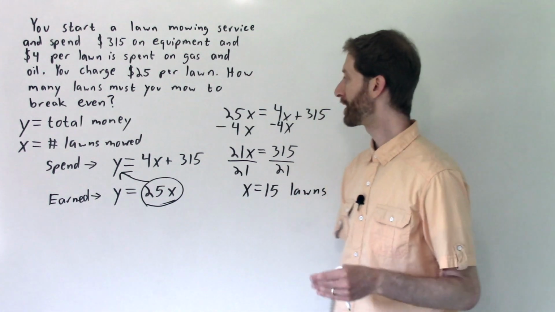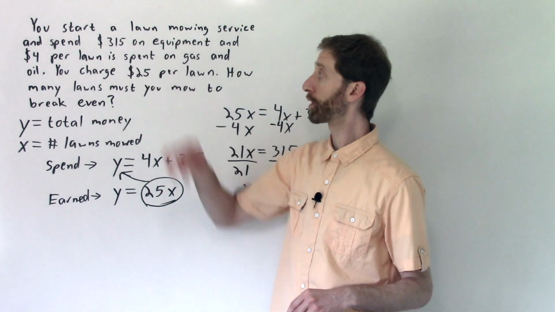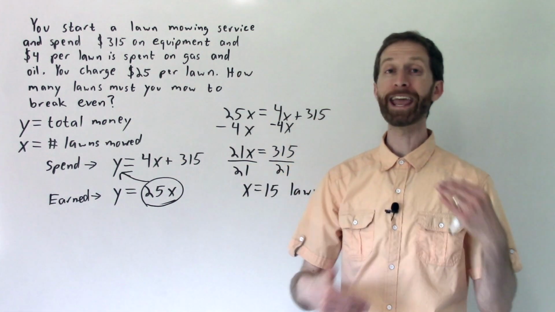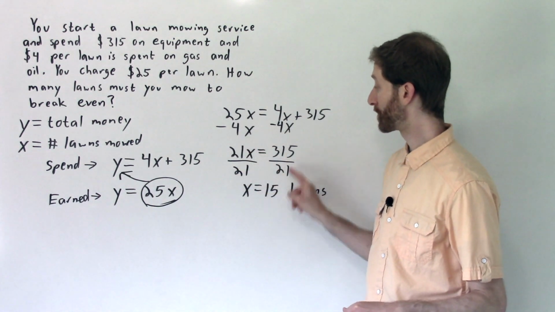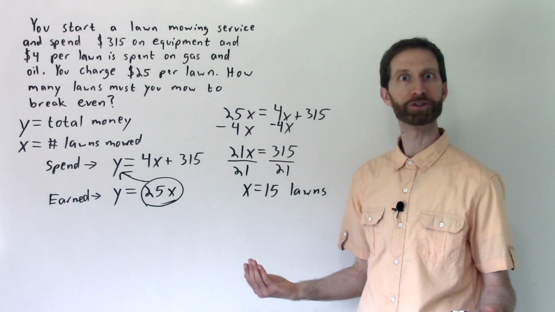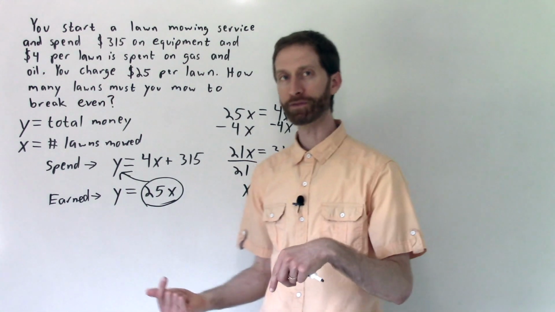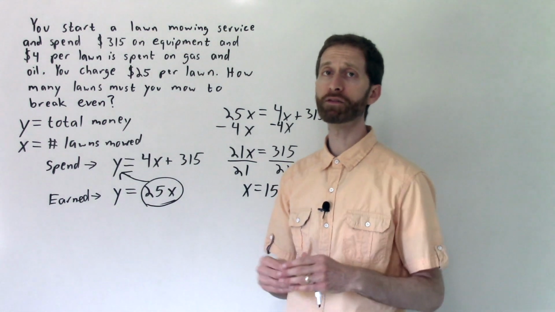To look at it differently, if I'm earning 25 bucks a lawn, and I'm losing $4 a lawn, that means I'm gaining $21 per lawn. So that's the 21x that we would have to divide into 315 to figure out how many lawns we're going to mow. Isn't that sweet? On the other side of this video, I'm going to show you a second word problem, a break-even problem, and I'm going to show you a slightly different way to set it up.